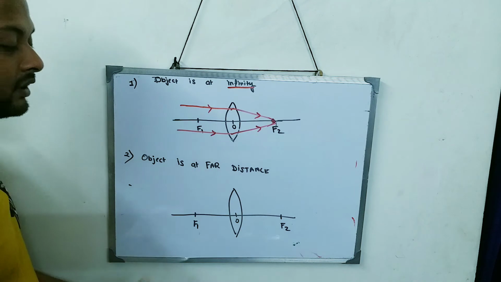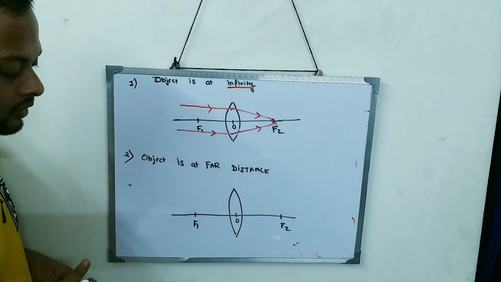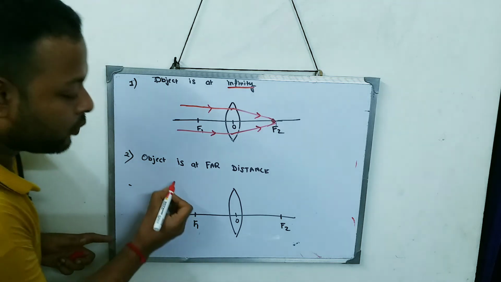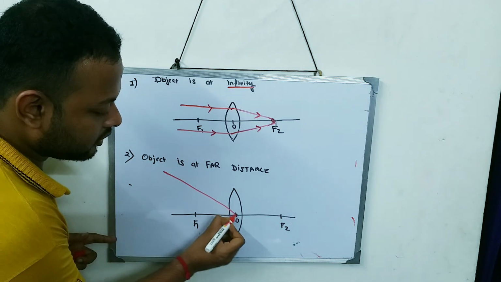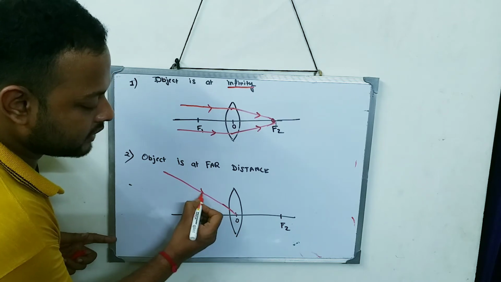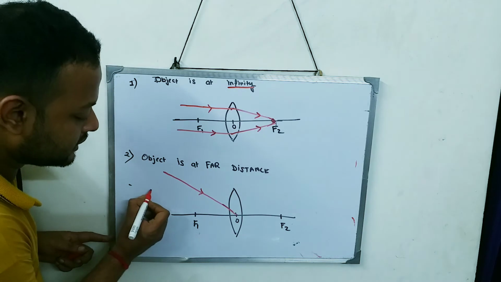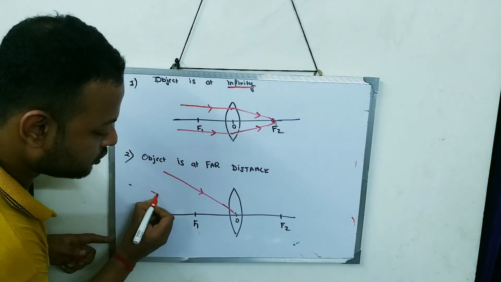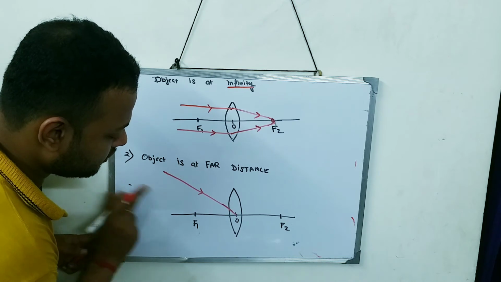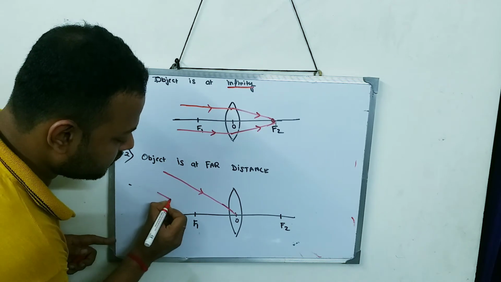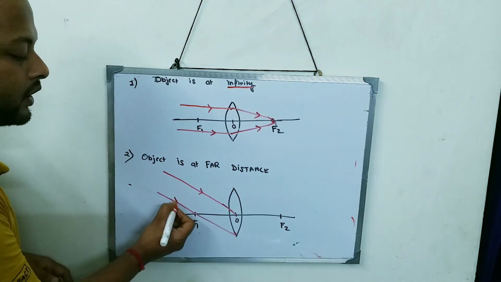Now, object is at far distance. Now, when the object is at far distance, how will I approach? One ray will come and it will be incident at the optical center. And the second ray also comes, but it passes through the first focus. Okay, so these are the two rays.